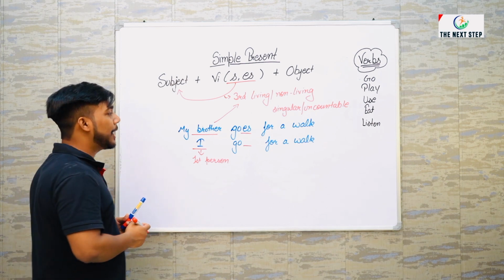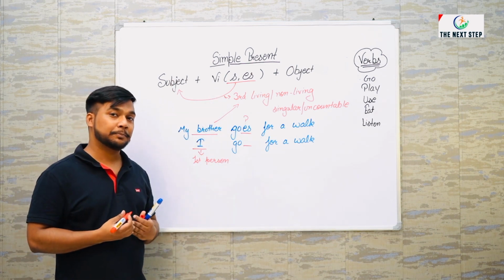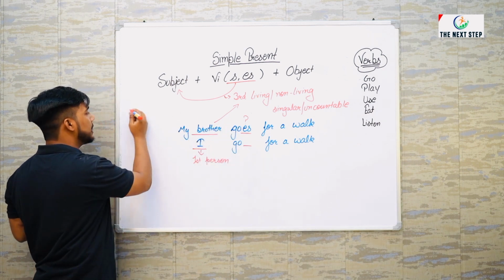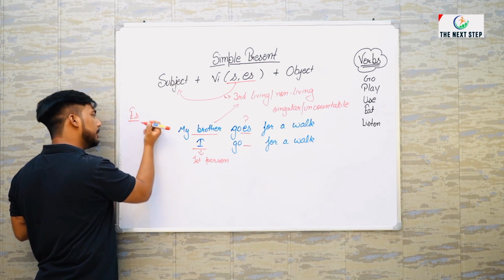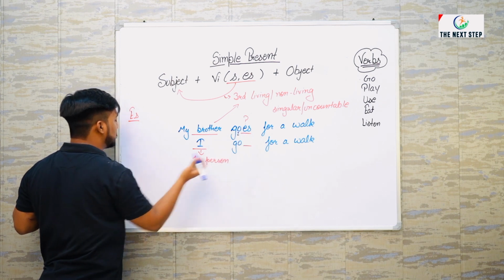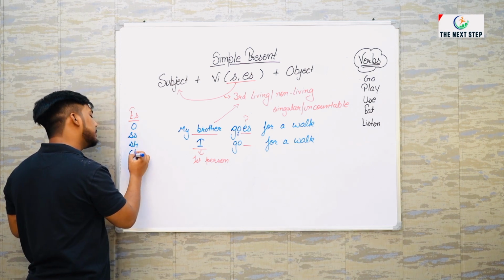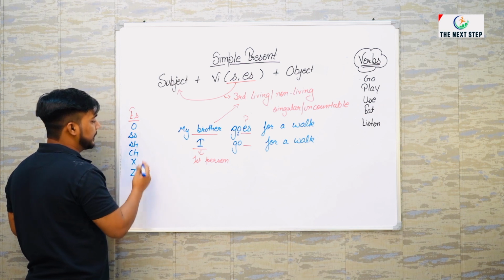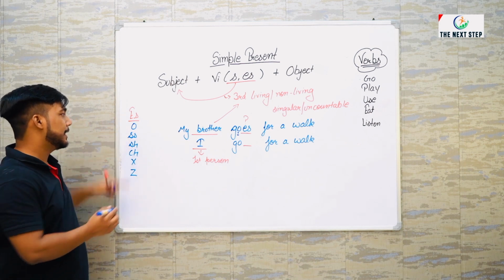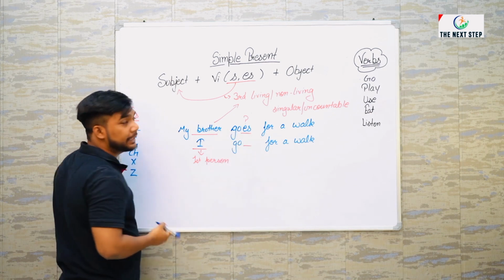But you might be thinking, sir, when can we use ES and when can we use S? Basically, it depends on the spellings of your verbs. ES you can use when in the ending you have O, SS, SH, CH, X or Z. If you have these letters in the ending of your verb, you need to use ES. As you can see, O. So we have O here, so I can use ES here.